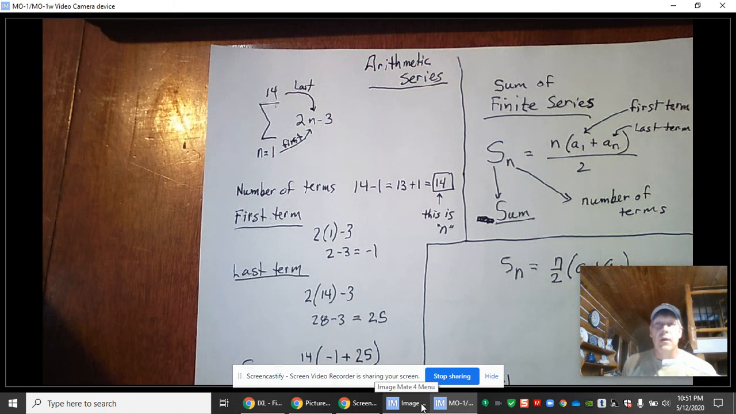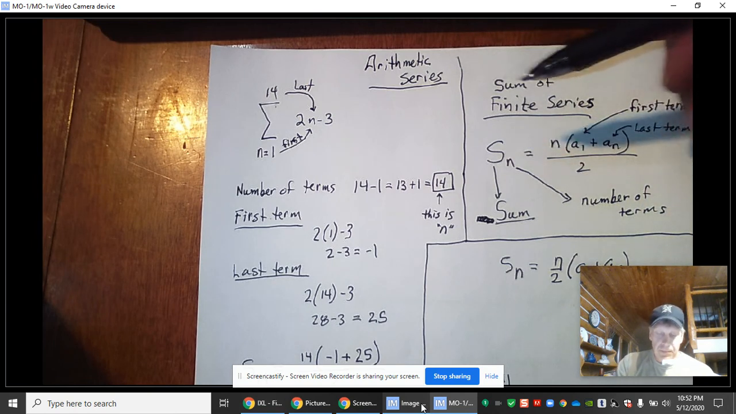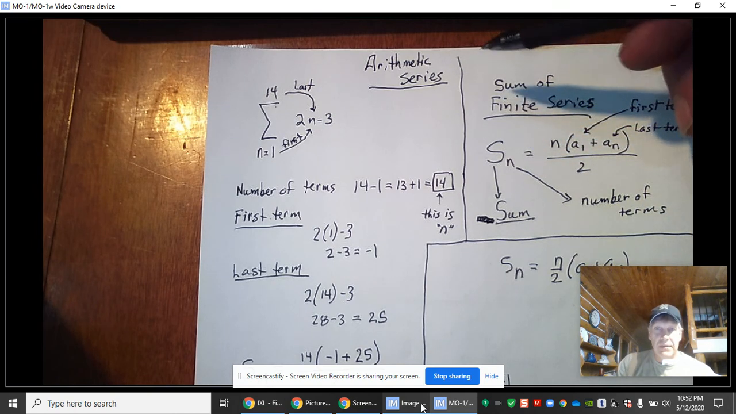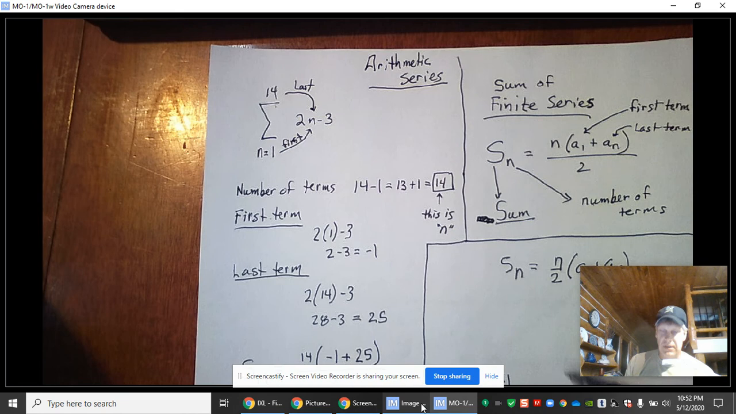Hey, you guys. I'll help you out with this IXL here today. I want to go over a couple of problems that you're going to see on the IXL. The first one is just one more example of an arithmetic series. And the second example is going to go over one you're going to see on the IXL that may be a little confusing.